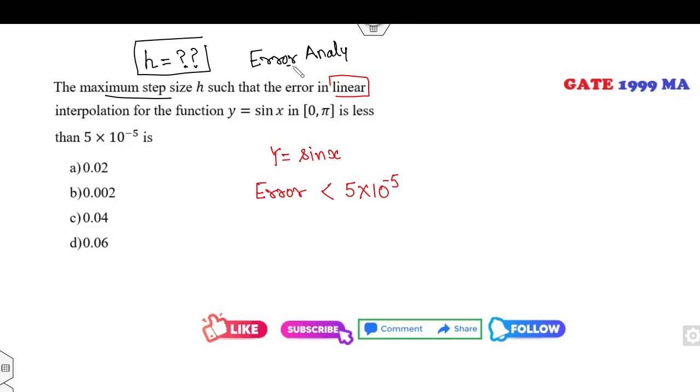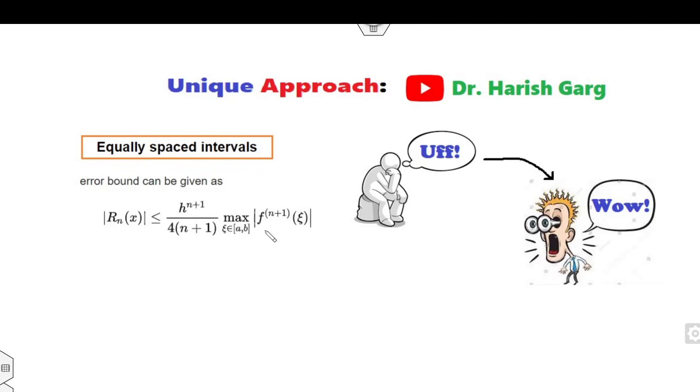Very, very simple approach. First of all, what is the polynomial? It is a linear polynomial. Fine, it's a linear interpolation. Now, what is the formula for the linear interpolation error? If you think about that, this question is very difficult. I will tell you the simplest formula.